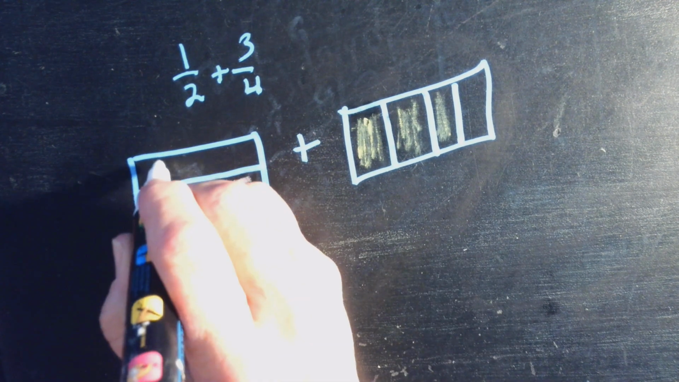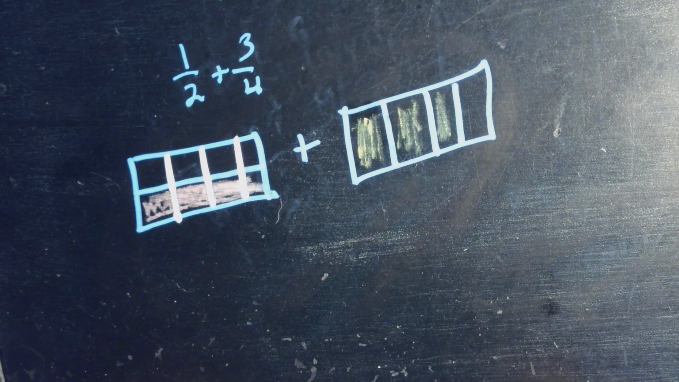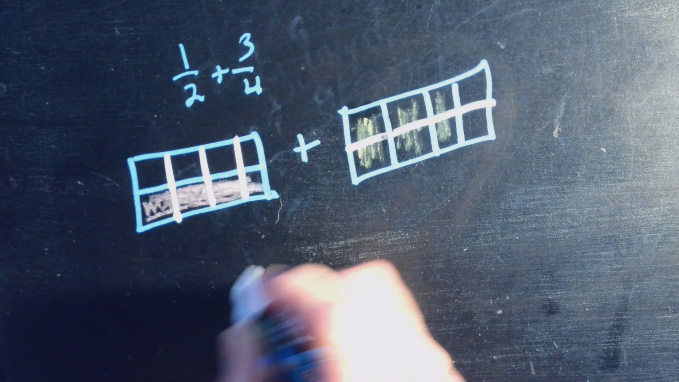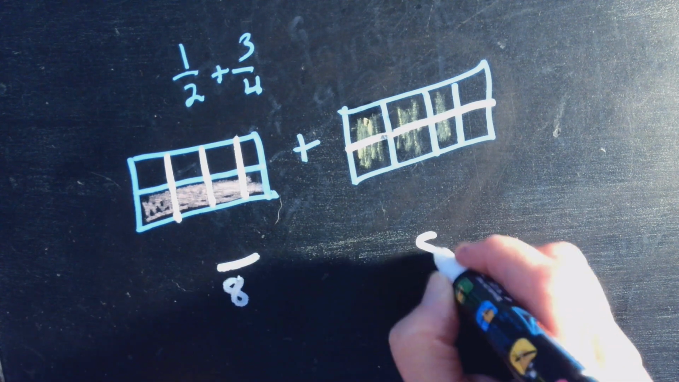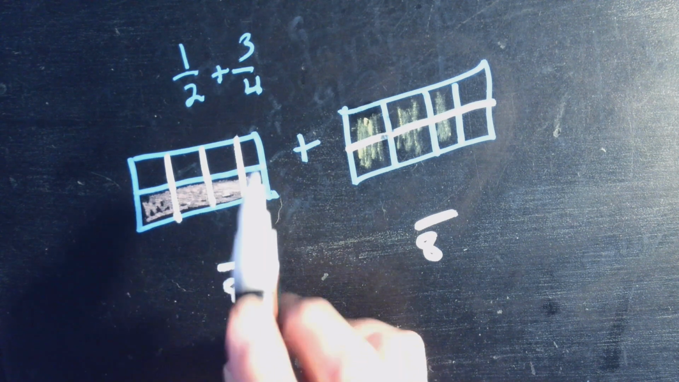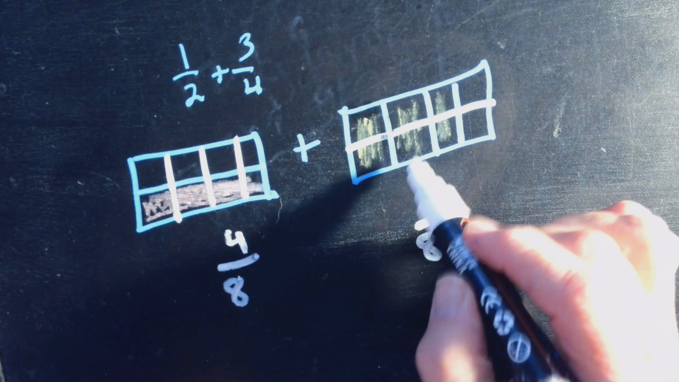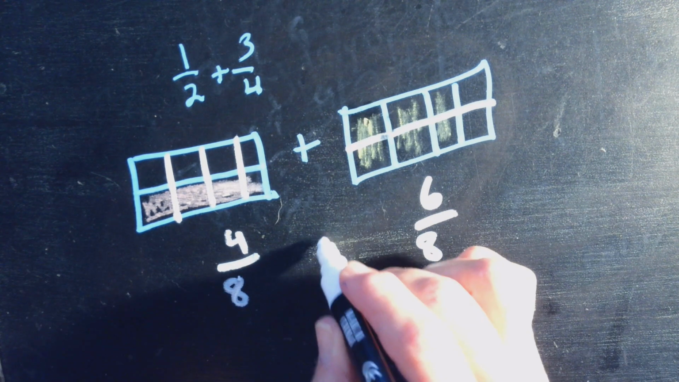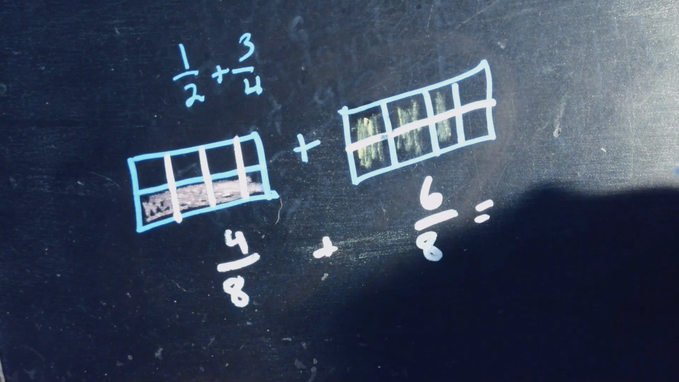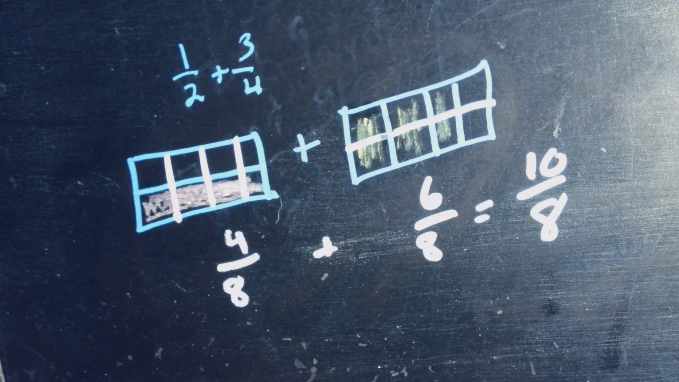So when I go to make them the same, because I don't have like terms or like denominators, I've got to cut this one into 4ths and this one into 1/2. And when I do, I have a denominator of 8. I have 1, 2, 3, 4 eighths there, and I have 1, 2, 3, 4, 5, 6 eighths there. And when I add 4 plus 6, I get 10 eighths.